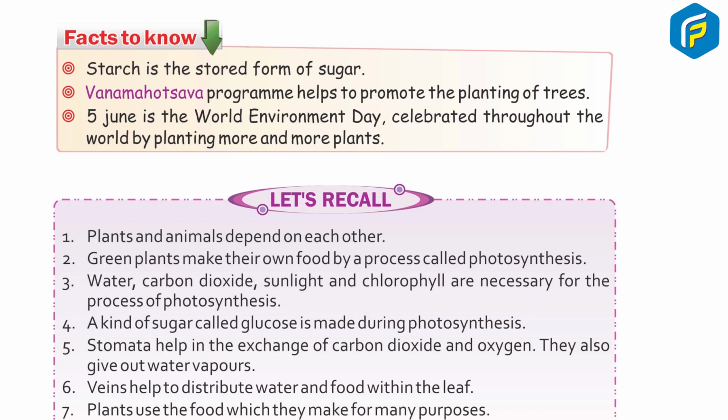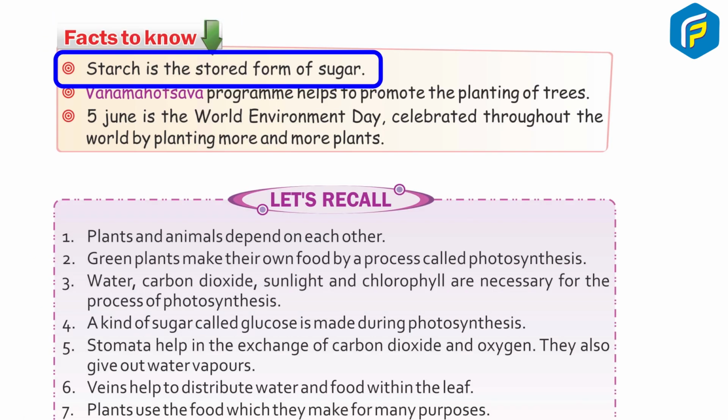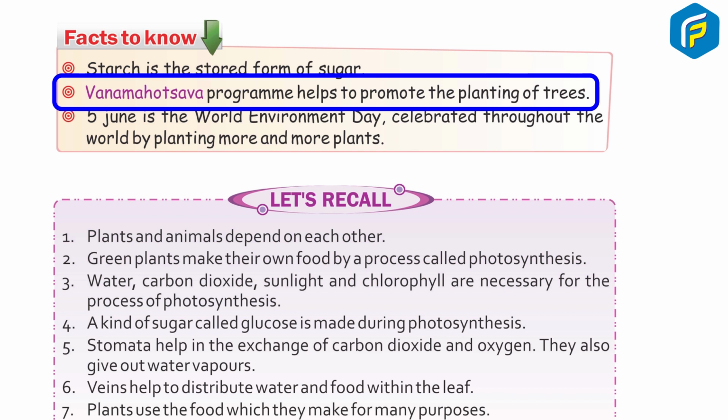Facts to know: starch is made from sugar. The Van Mahotsav program helps to promote the planting of trees.